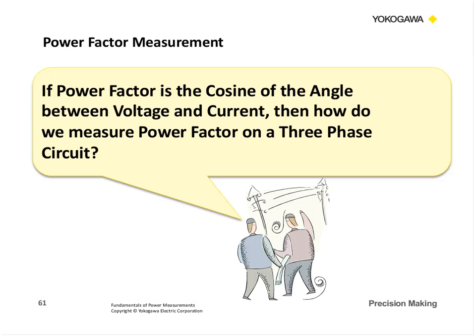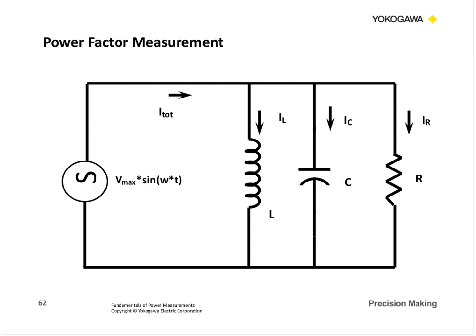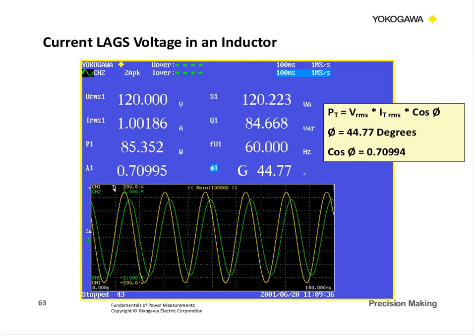Let's look at power factor measurements. If power factor, like we've heard in school, is the cosine of the angle between voltage and current, then how do we measure power factor on a three-phase circuit? Well, our circuits usually have some components of a resistor, capacitor, inductor, and some series parallel combination. Here I've just put them all in parallel, but there's usually some configuration of series parallel of these three components. Remember saying that current lags voltage in an inductor.